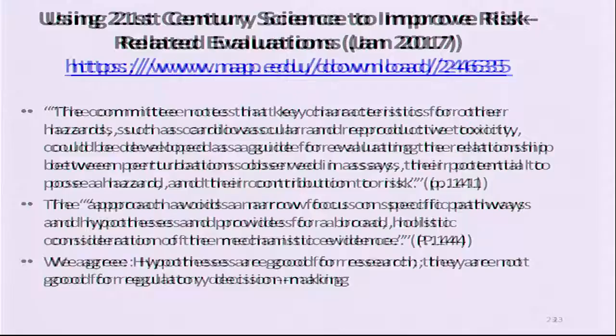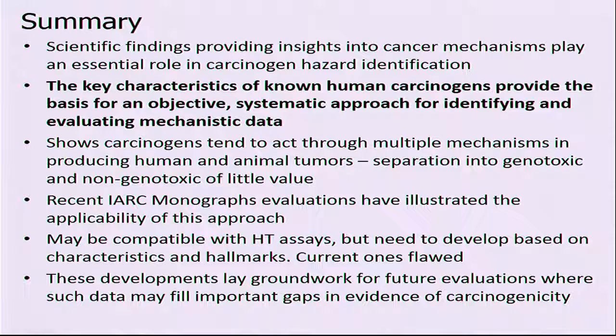So in summary then, the scientific findings provide insights that cancer mechanisms play an essential role in cancer hazard identification, and the key characteristics are a known basis for a systematic approach for identifying and evaluating the mechanistic data. I'll let you read the rest as I'm out of time, and I'll thank everybody.